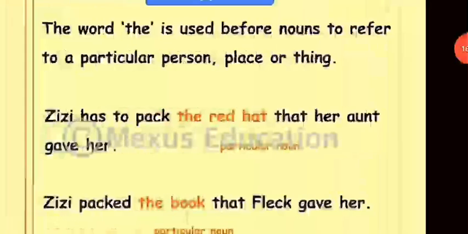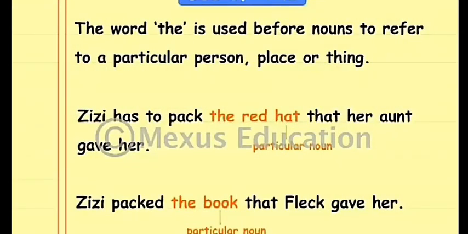Okay. Next, use of the. I hope A and the are clear to you. Now we will come to use of the. The word the is used before nouns to refer to a particular person, place or thing. Like Zizi is the name of a person. Zizi has to pick the red hat that her aunt gave her. She is mentioning a particular thing.